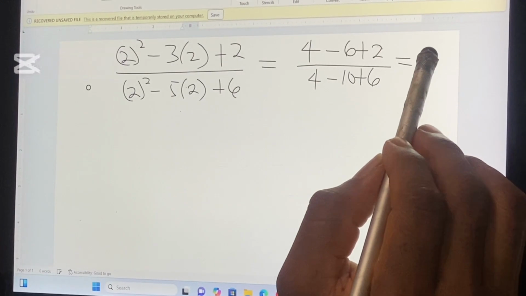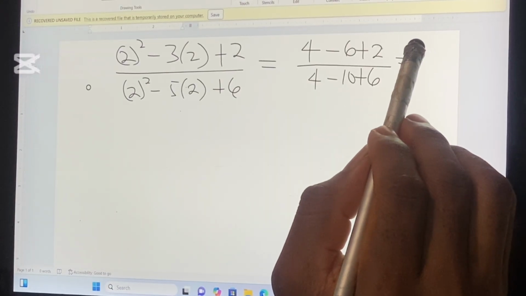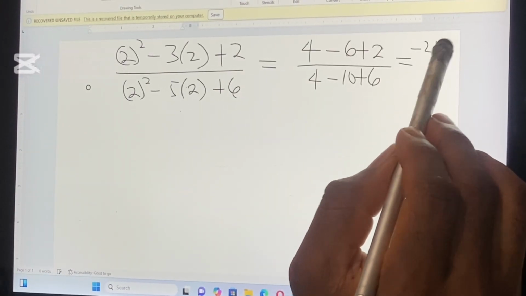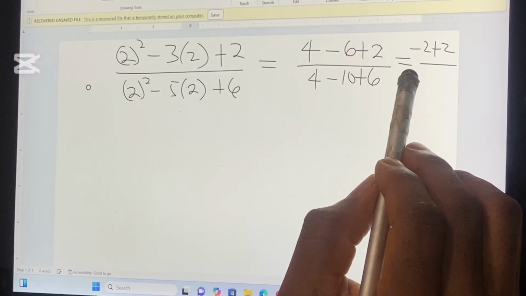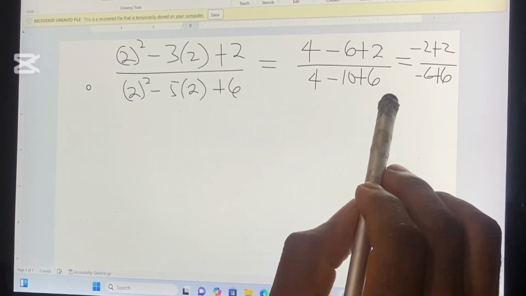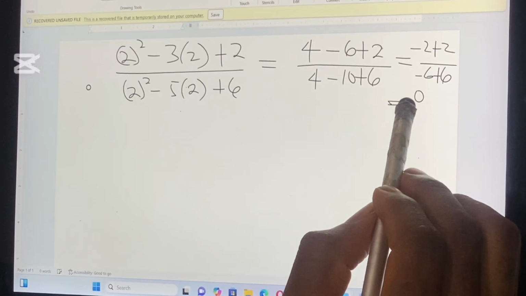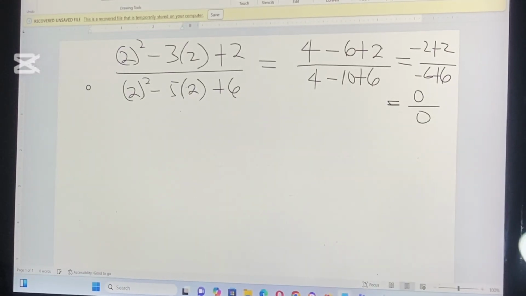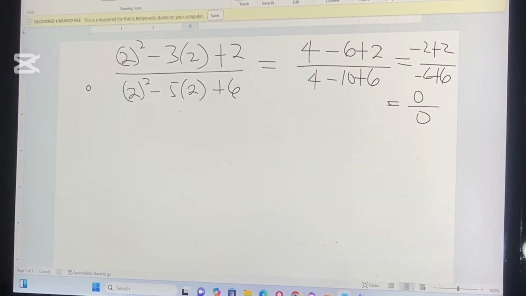So class, 4 minus 6 will give us minus 2 plus 2, over 4 minus 10 will give us minus 6, that is minus 6 plus 6. So when you punch your calculator, this will give us 0 at numerator and 0 at denominator. So it means that this particular limit will be solved using the factorization method. Let's take note of this.